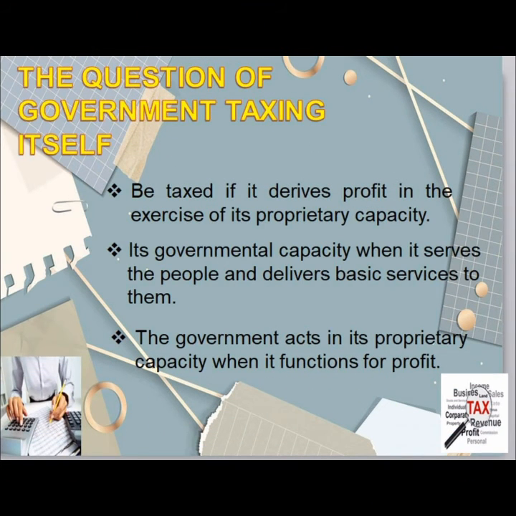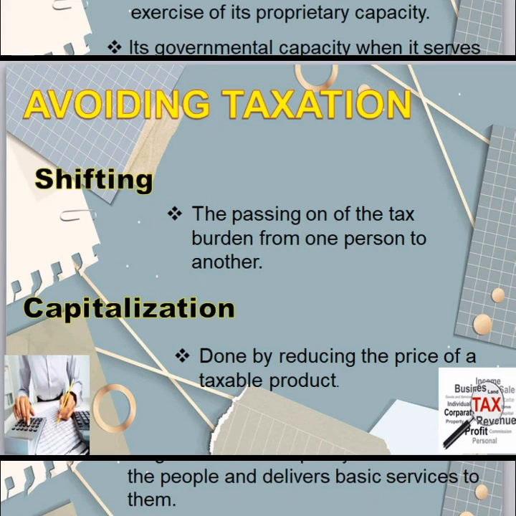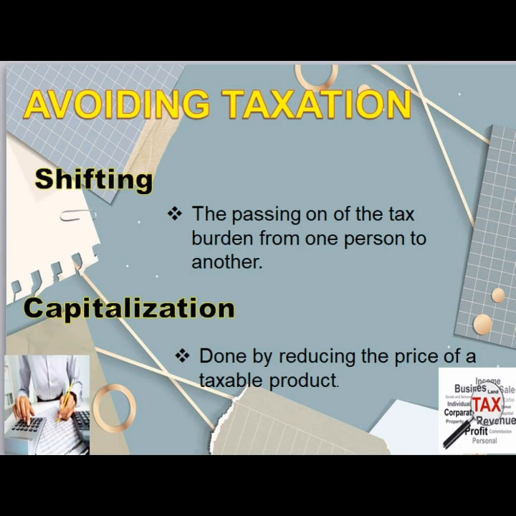Now, let's proceed to the question of the government taxing itself. First, it is taxed if it derives profit in the exercise of its proprietary capacity. Second, its governmental capacity is when it serves the people and delivers basic services to them. Third, the government acts in its proprietary capacity when it functions for profit. And now we're here at the end of the fundamentals of taxation, which is avoiding taxation.